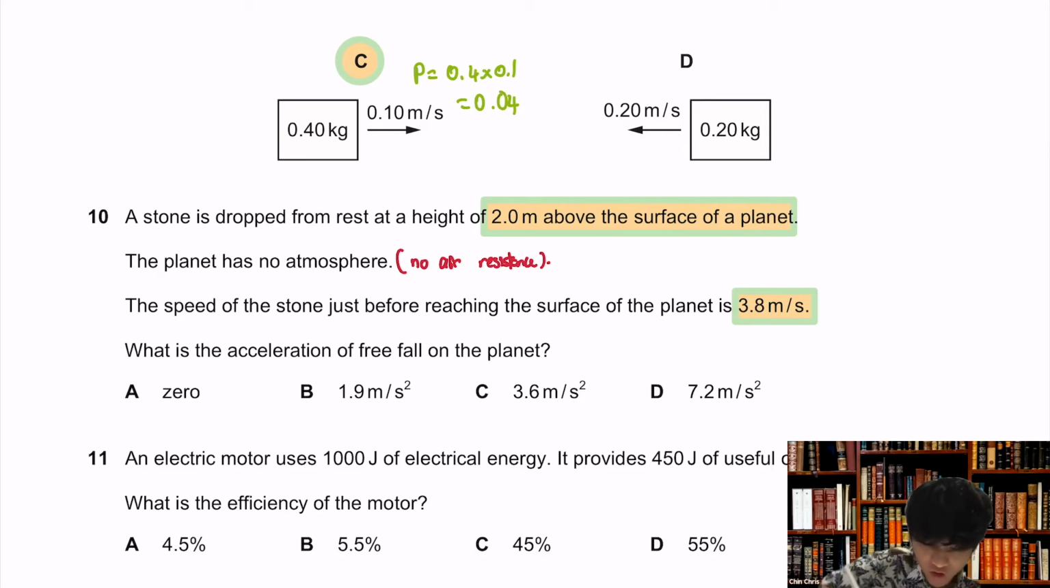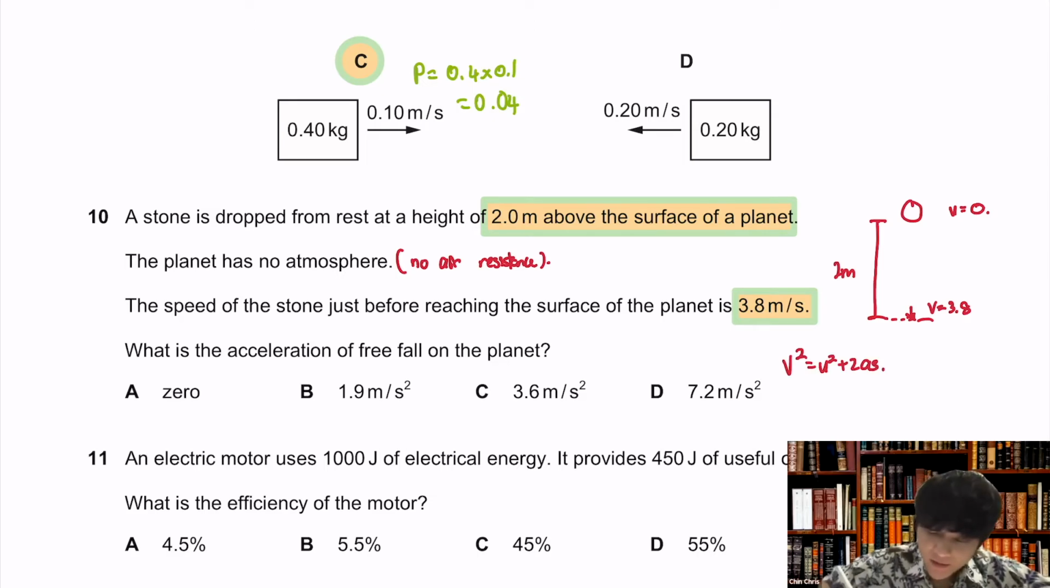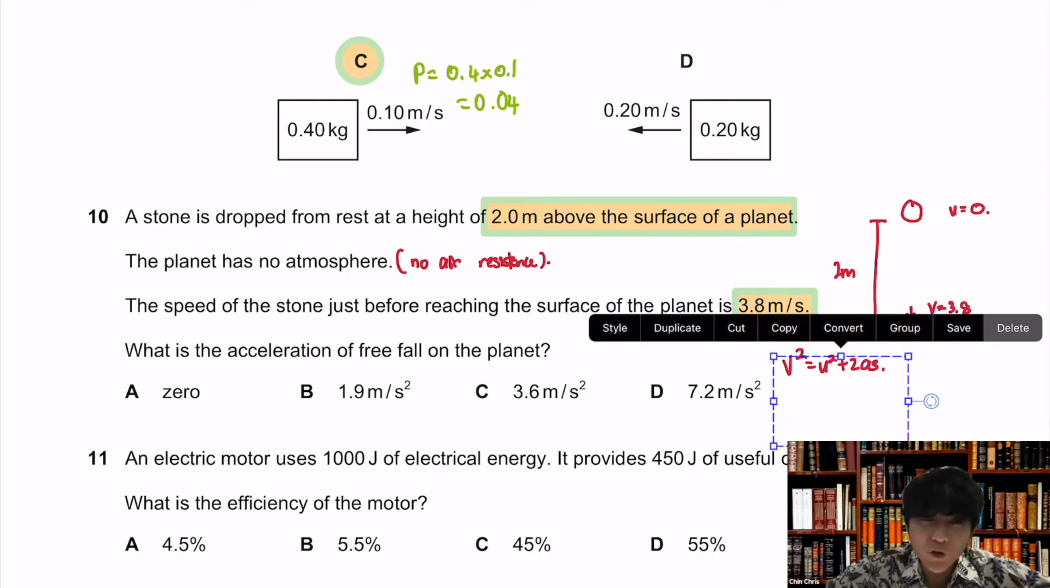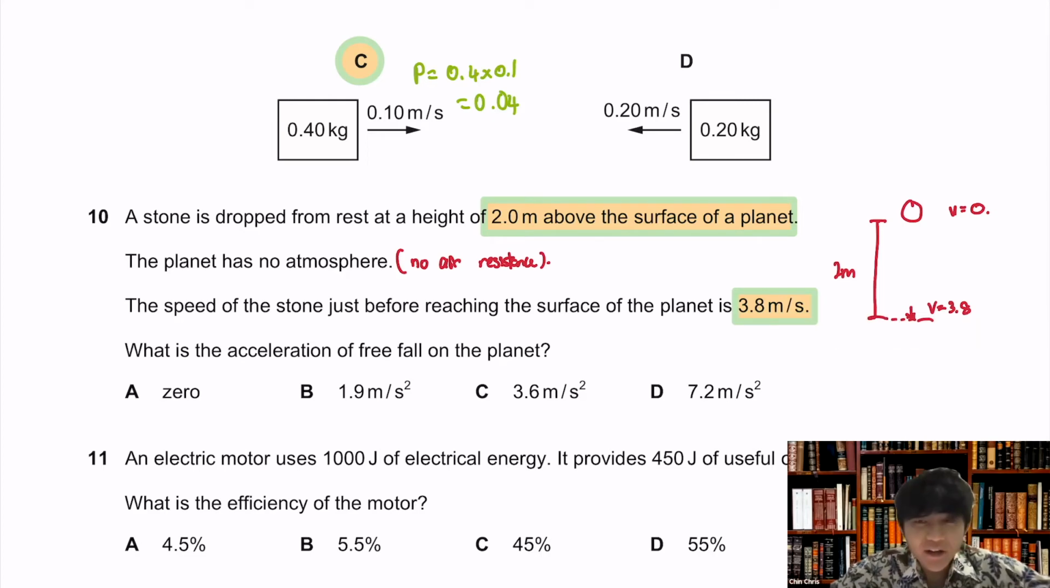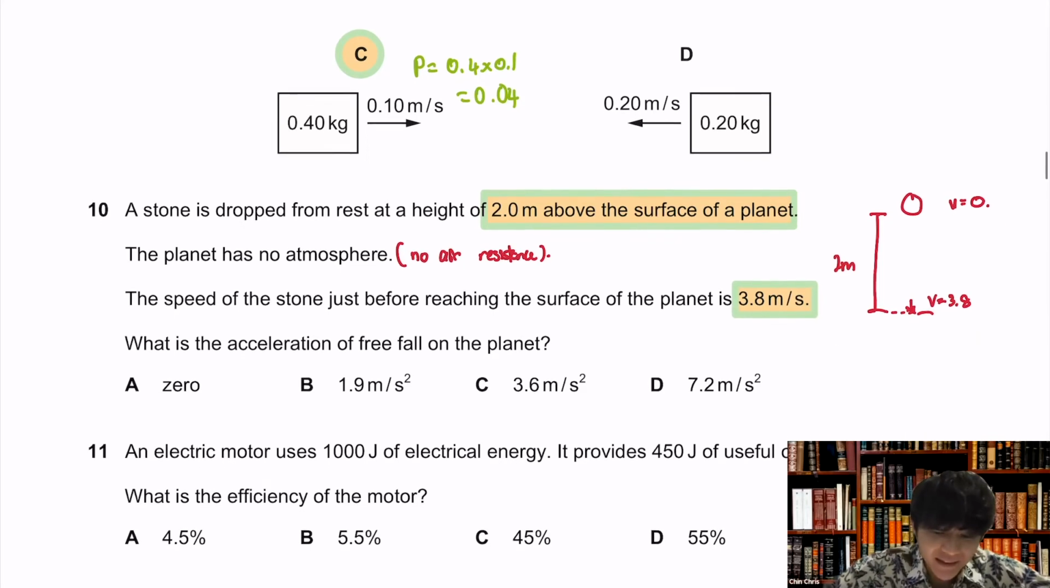You know that the stone is dropped 2 meters from the surface. So this is 2 meters, you are dropping your stone here. Before reaching, your final velocity is 3.8. Initial velocity is 0. And what is the acceleration of the free fall on the planet? For this question, you need to use your linear kinematics formula.